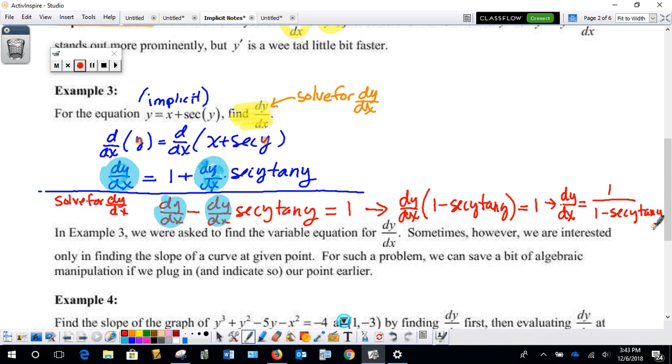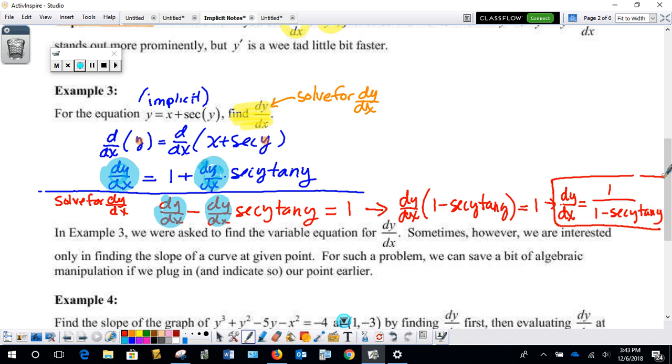And so at that point, notice that I have my dy dx over here. This is my final answer, and it is a function of y. I don't have to worry about substituting the y in on this case because they did not tell me that they wanted dy dx as a function of x.